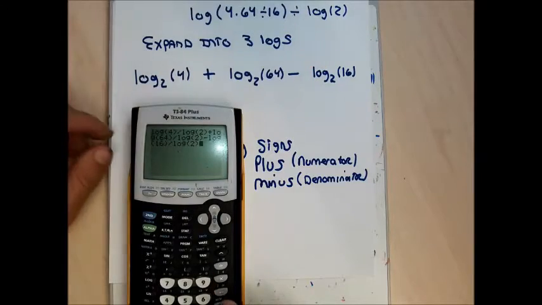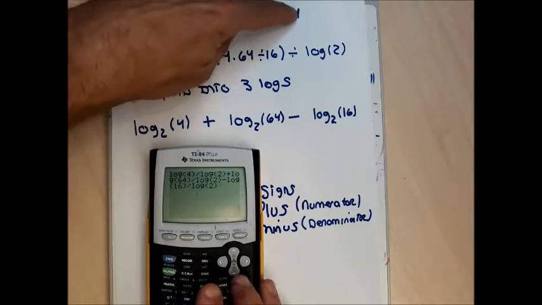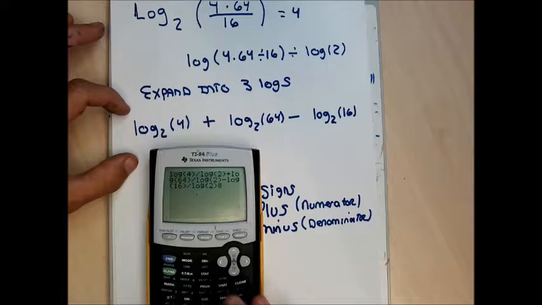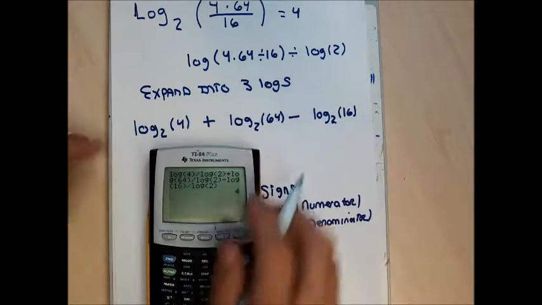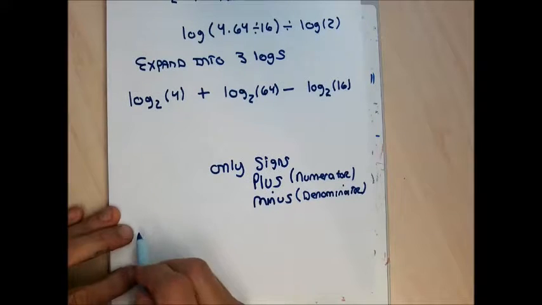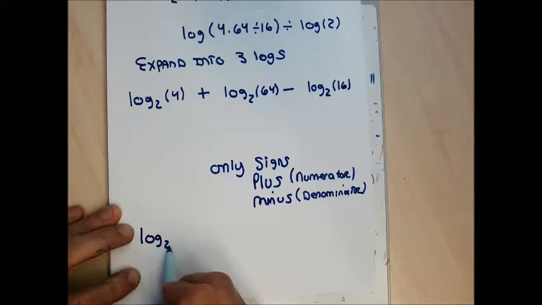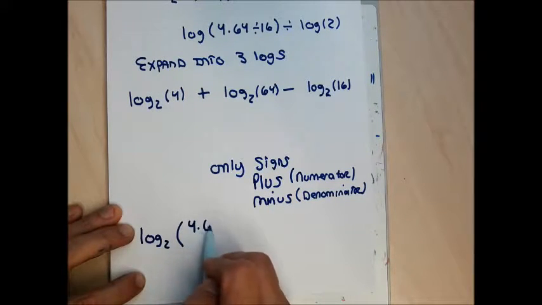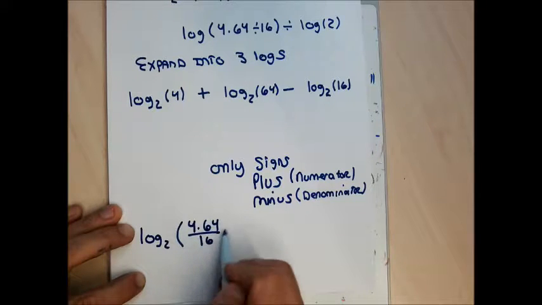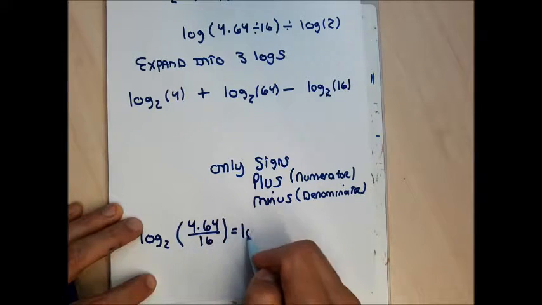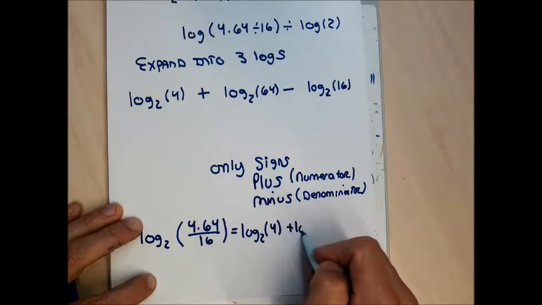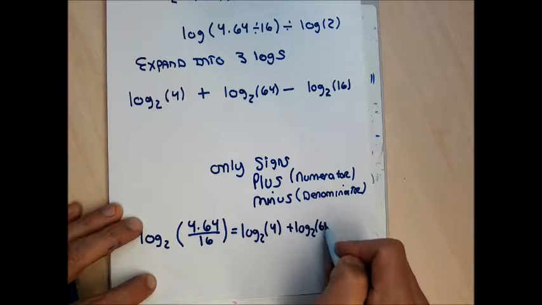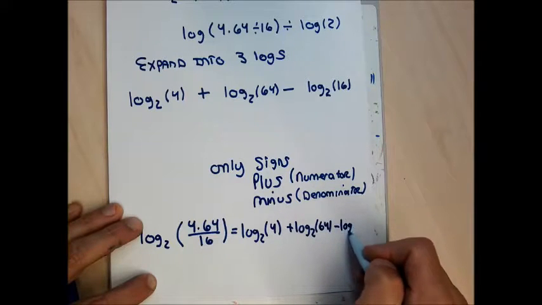And if I did this right, because the original logarithm's equal to 4, and I say this is an expansion, the correct expansion of the original logarithm from 1 log to 3 logs, when I hit enter I should get 4, which I do. So if I was asked to expand the original problem that I wrote, the log base 2 of 4 times 64 over 16, it expands into the log base 2 of 4 plus the log base 2 of 64 minus the log base 2 of 16.